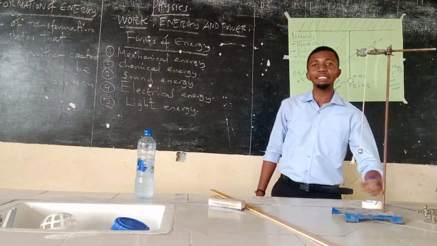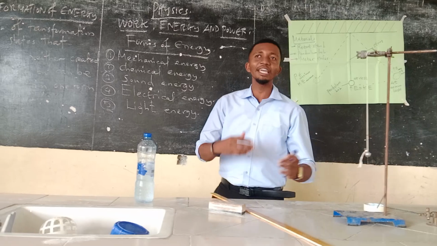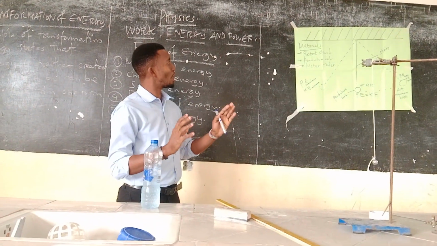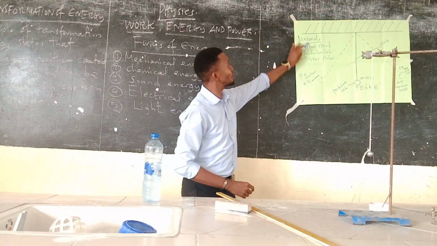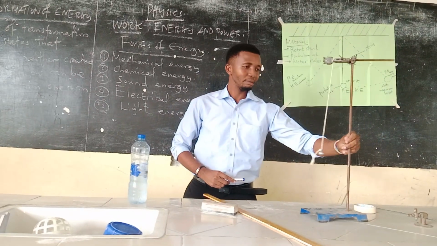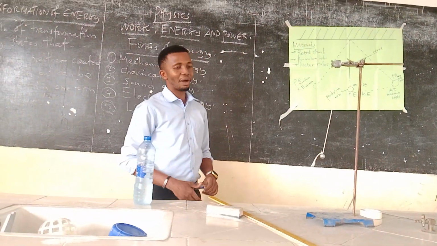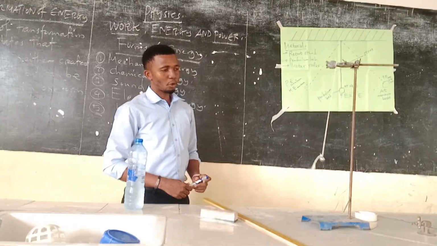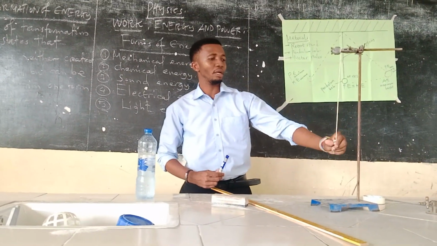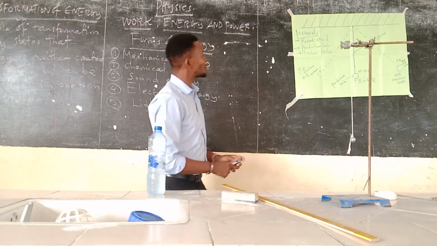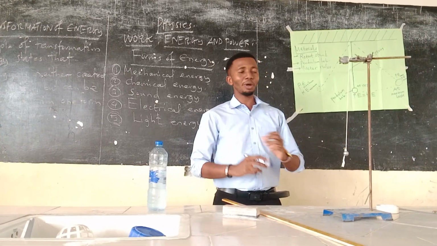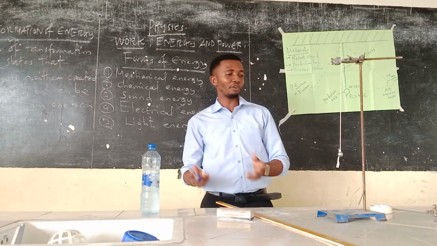Now we want to demonstrate an experiment to show how energy can be transformed from one form to another. We have the materials for learning. The first one is a retort stand, which is this one. We also have a meter rule, a pendulum ball, as well as a string for holding the pendulum ball. So we want to check how energy can be transformed from one form to another.